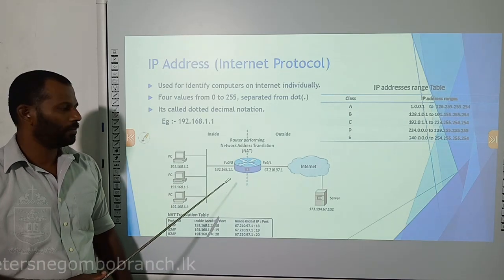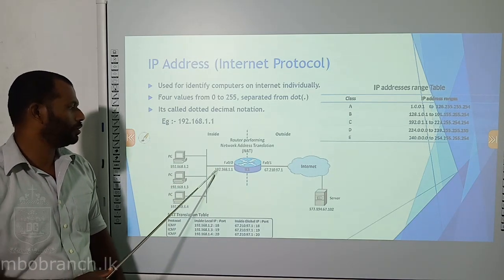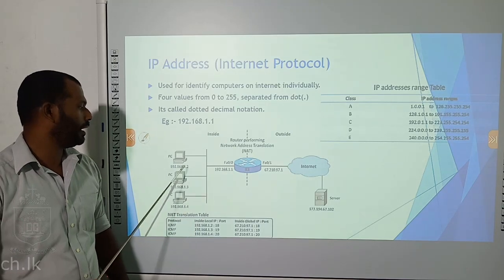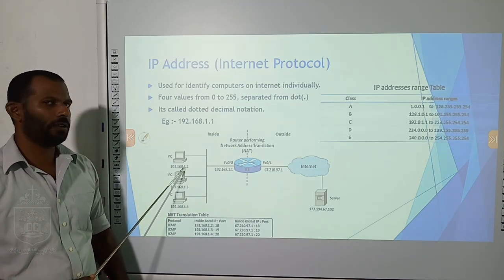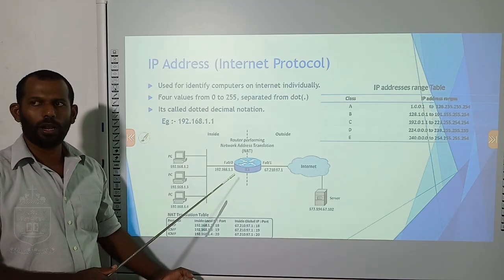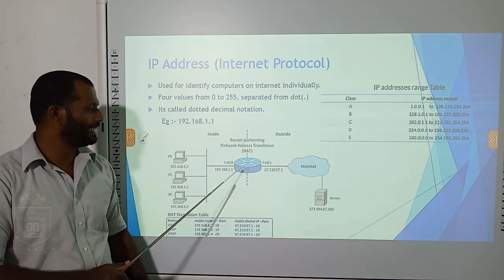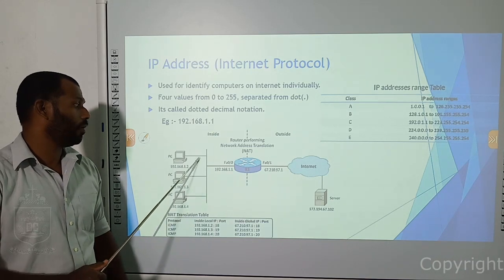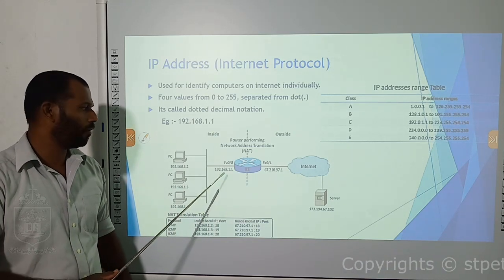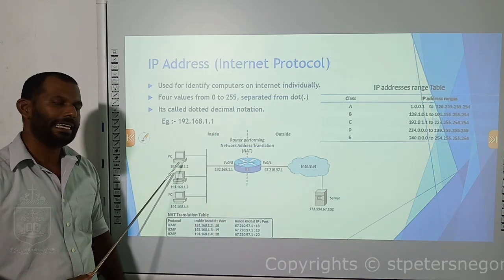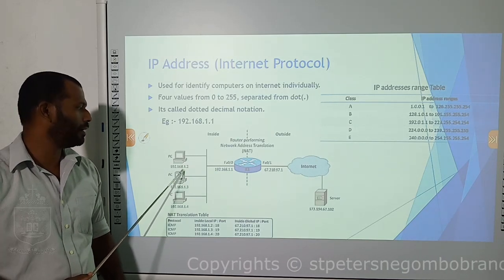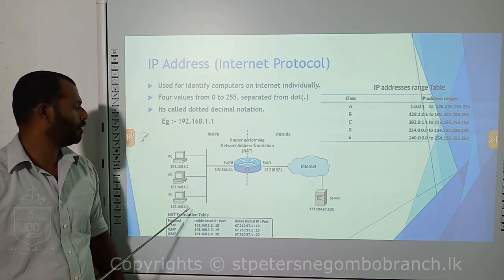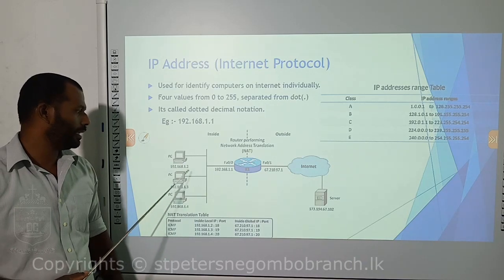Here I want to explain this part also. Here 192.168.1.1 and here 192.168.1.2. The local network router part is 1.1. Here 1.2, 1.3, 1.4. The whole network is called 1.1, and each device is separately identified by 1.2, 1.3, 1.4. So all the other parts are the same.